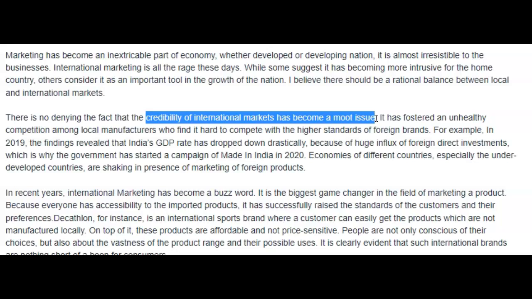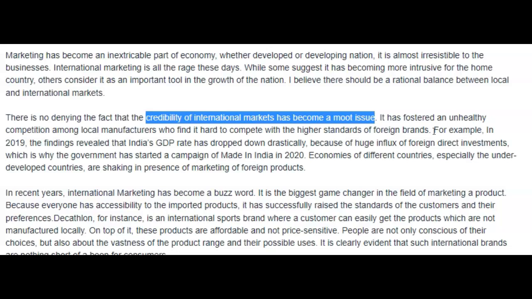And then you said it fostered an unhealthy competition, okay, with the higher standards of foreign brands. But we're talking about the marketing of those brands. Okay, so here I'm getting the sense that you might not be totally clear on what international marketing is. So higher standards of foreign brands. It's the marketing of those brands and not the brands themselves, not the product, but it's how those products are marketed. Okay, so for example, since you mentioned India, let's say Nike sneakers. When they are marketed in India, that marketing, that advertisement that you see, is changed to appeal to the Indian customer. Okay, and that's what they mean by international marketing.